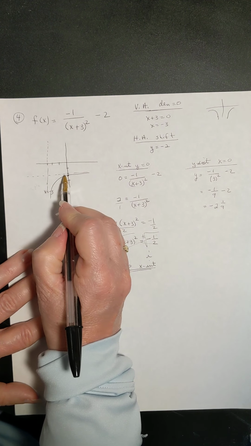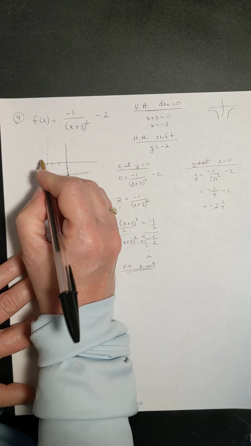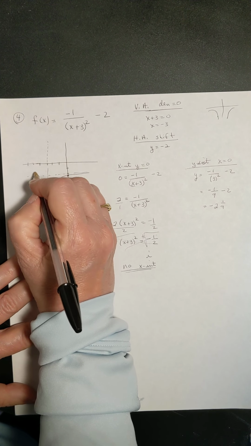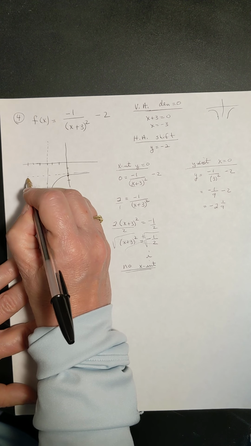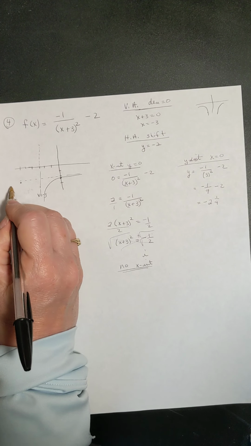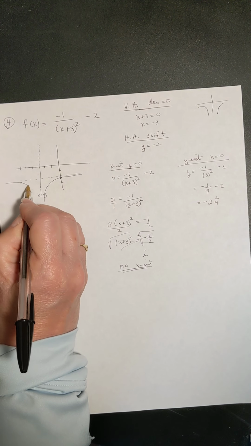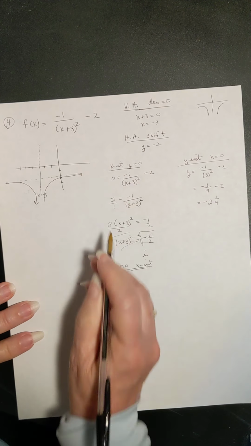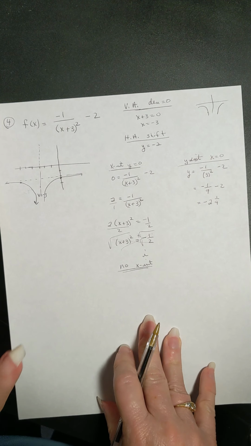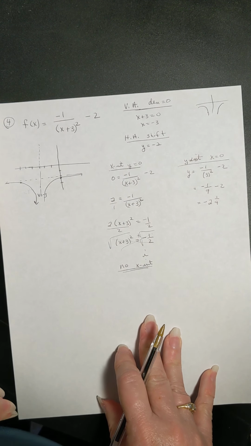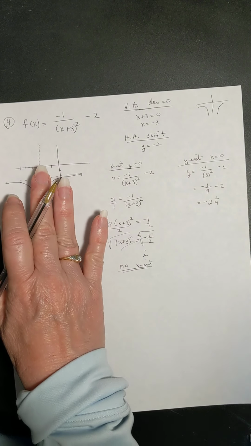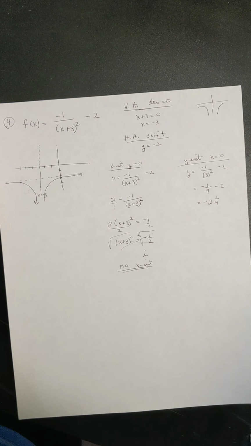And notice that this is 3 steps over from my vertical asymptote, and these are symmetrical about these asymptotes. So if I go 3 steps over in the other direction, I'll get another point just to give me a guideline so that I can draw this side of it. So this is how you find your vertical and horizontal asymptotes, how you find your x and y intercepts, and how you find these graphs.